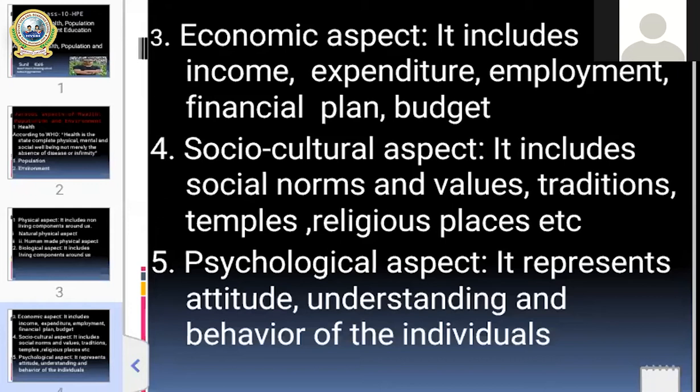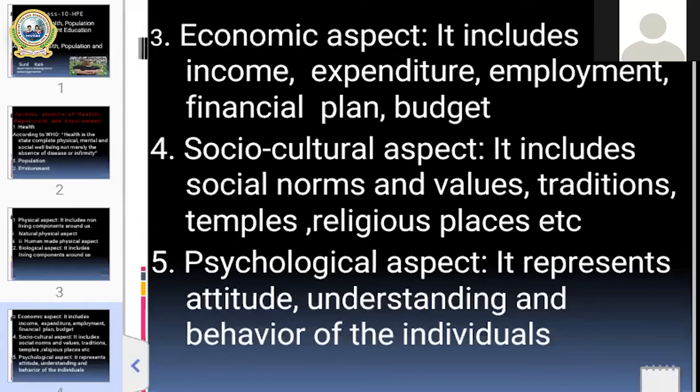Okay. After the third aspect, the next aspect of health, population, environment, education is the socio-cultural aspect. And there are some examples that indicate the socio-cultural aspect, like social norms and values, traditions, temples, religious places, festivals, etc. And as we all know, we are different members from a different society, and there are certain norms and values. That means some rules and regulations, some traditions. So we should follow certain norms and values and traditions in order to adjust in society.